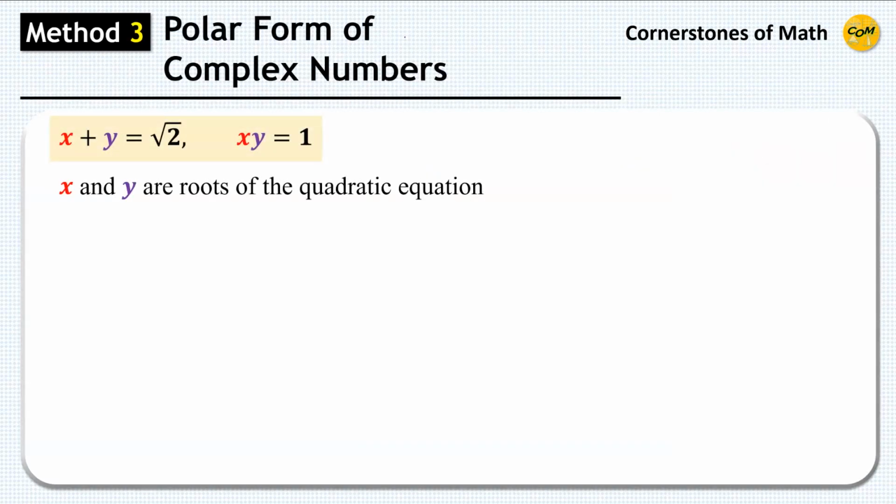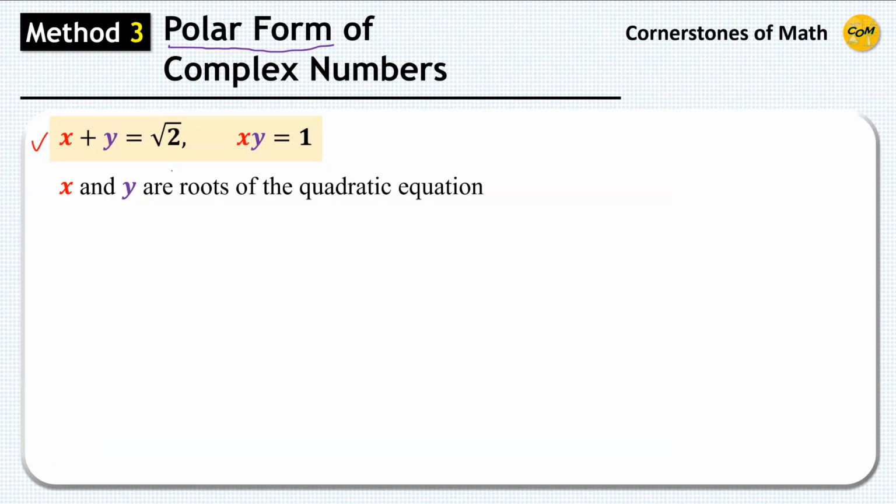And finally, let's get to the method that most of the viewers might consider the most efficient, using the polar form of complex numbers. But before that, we need to use the relation between roots and coefficients to find the exact values of x and y.